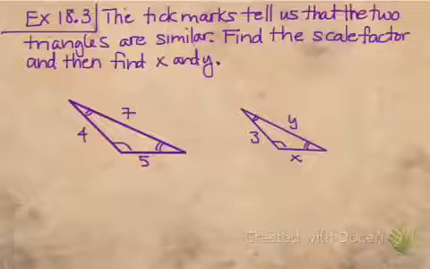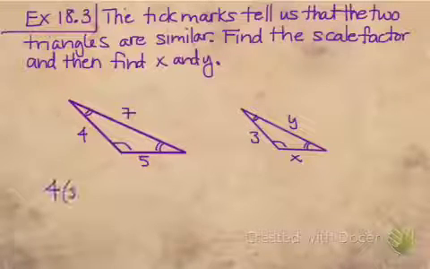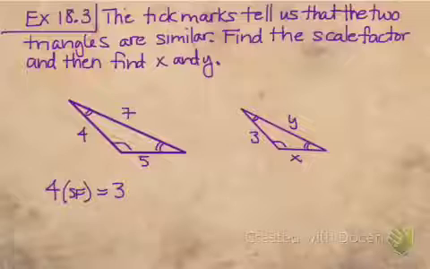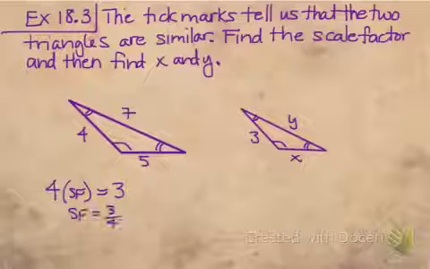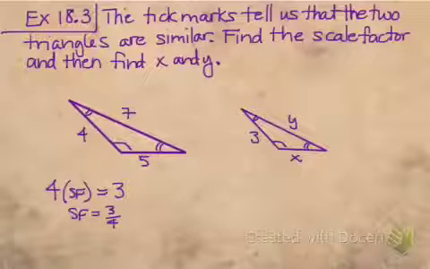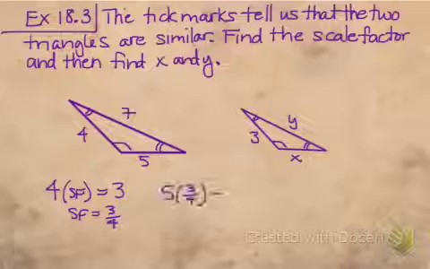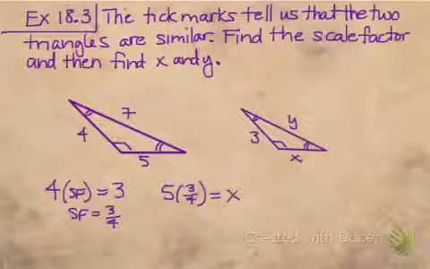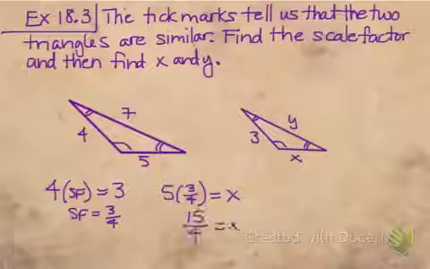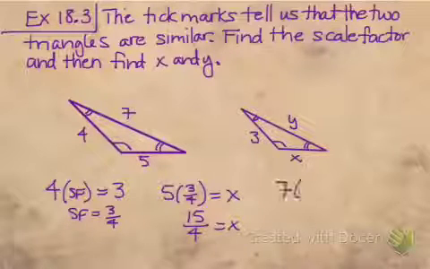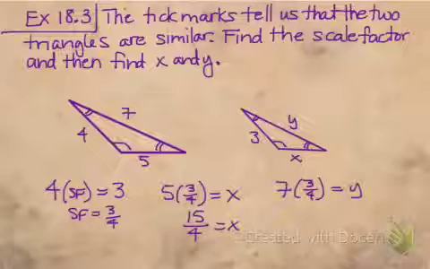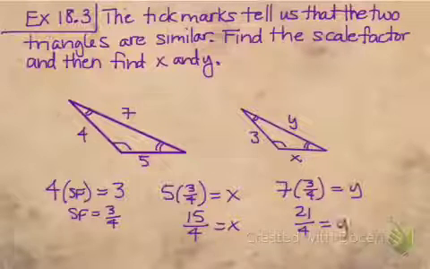Find the scale factor and then find x and y. So the first thing we do is we know 4 times the scale factor will give us 3, so the scale factor is 3/4. Then we just have to multiply each side by the scale factor to find out the corresponding variable. So 5 times 3/4 is equal to x, so x is 15/4. 7 times the scale factor 3/4 is y, so 21/4 is y.